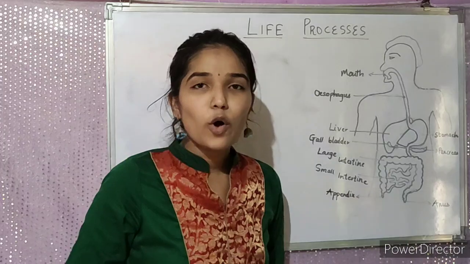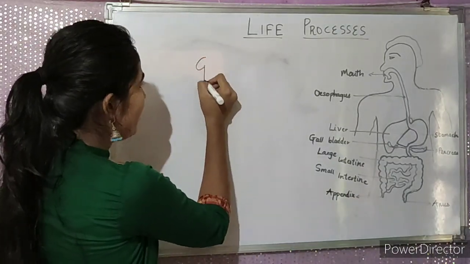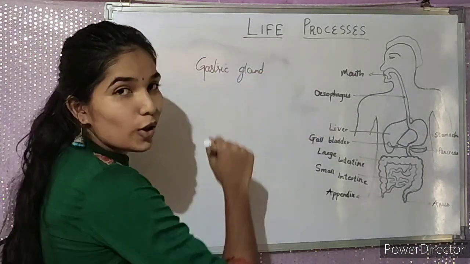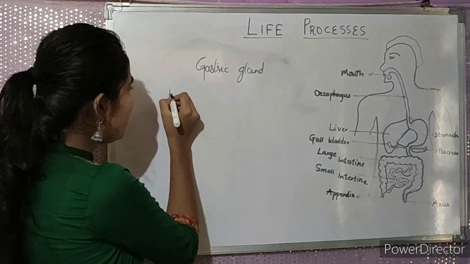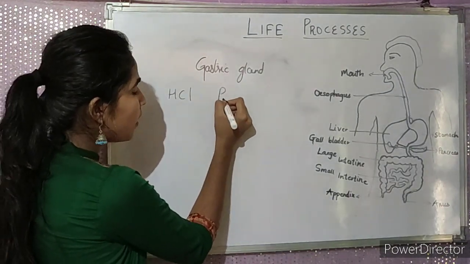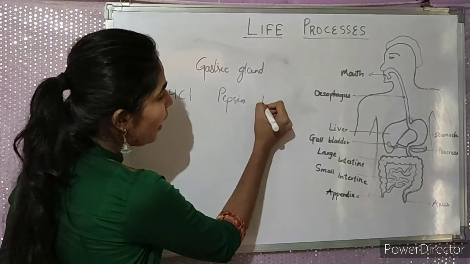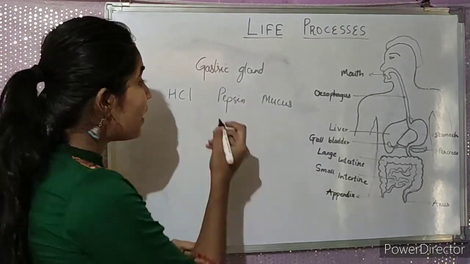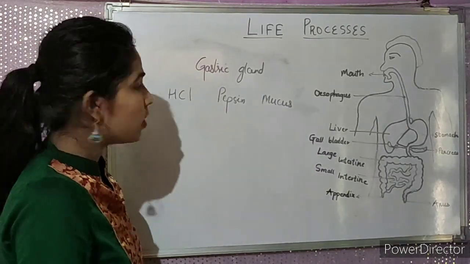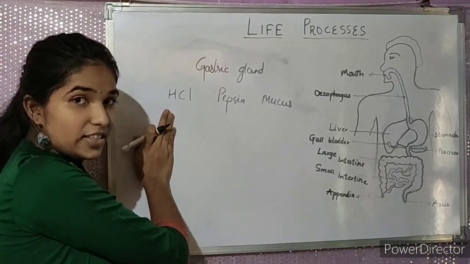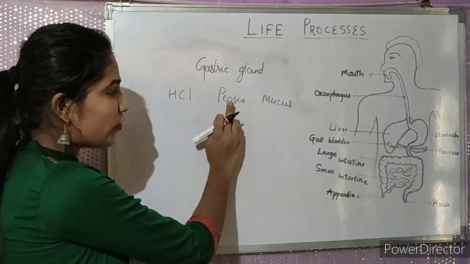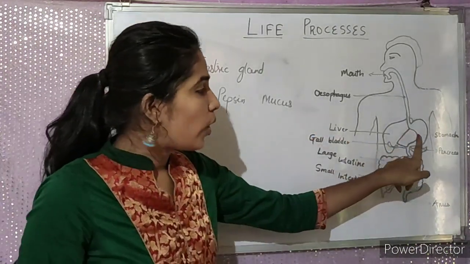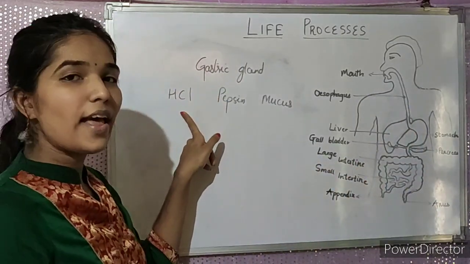Okay. And the wall of the stomach has gastric glands, which release HCl, pepsin and mucus. Okay. So what is pepsin? It is a protein digesting enzyme. Why is the HCl released? HCl is released to facilitate the action of this pepsin. And why is mucus there? Mucus is there to protect the wall of the stomach from this acid.